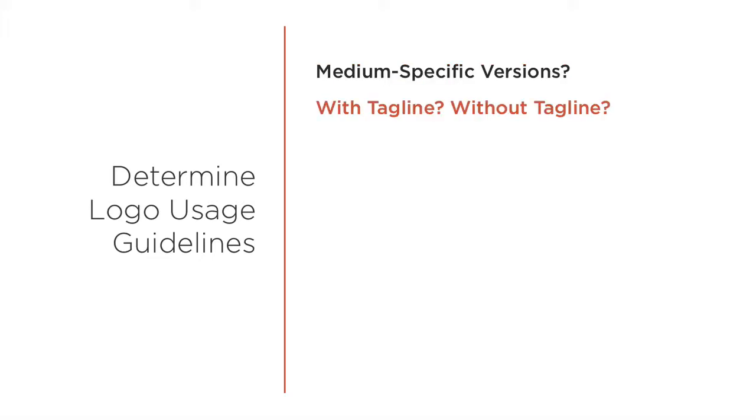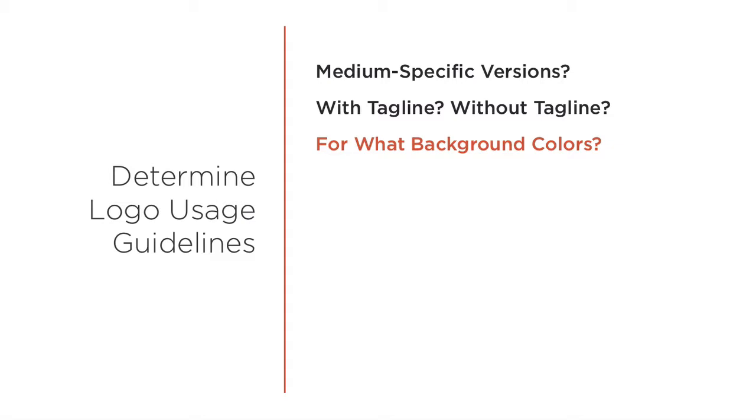In which media should the logo with the tagline be used, and in which should the logo without the tagline be used? Your logo may have other variations too, such as a stacked version where all elements sit atop one another, and a horizontal version where the company name is beside the more visual component or crest of the logo. When and where should each be used?